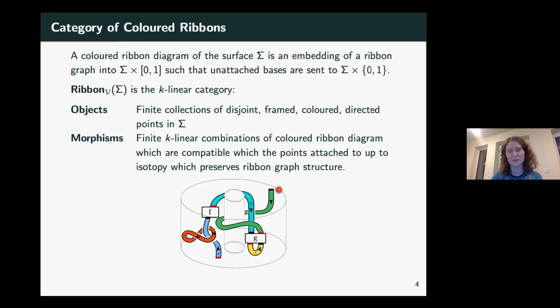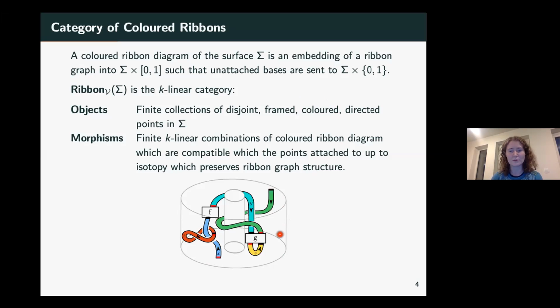But the other ones, say, for example, this black one up here, is just kind of unattached. And the rule is if you embed it into the thickened surface, it has to either embed to the top, so the surface crossed 1, or it has to embed into the bottom of the diagram. And so that's basically it. And what we now do is we can construct a category.